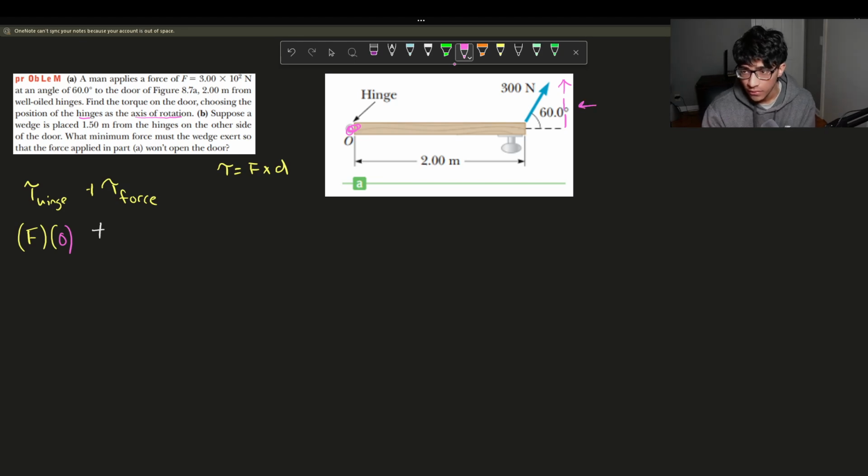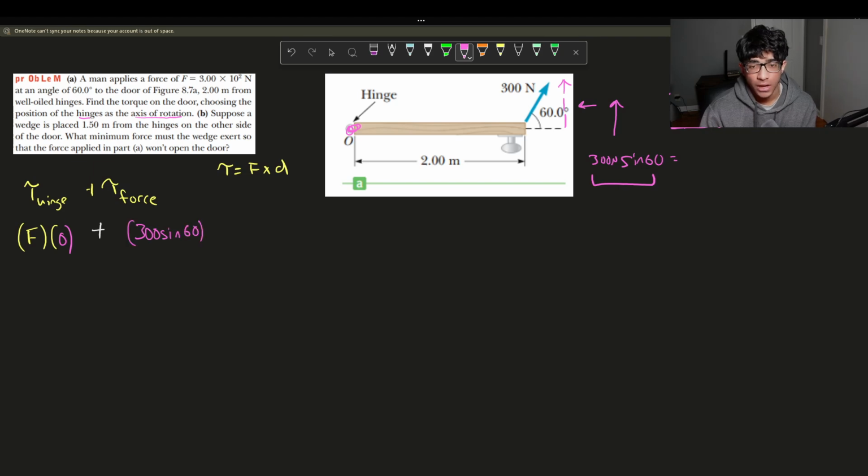Let me draw that right here. If our force right here is 300 newtons, and this is 60 degrees, then using SOHCAHTOA, sine is opposite over hypotenuse, so the force being exerted in this way will be sine of 60 times 300 newtons. You're going to get 519. No, my bad, that's the force. So our force right here is going to be 300 sine of 60.